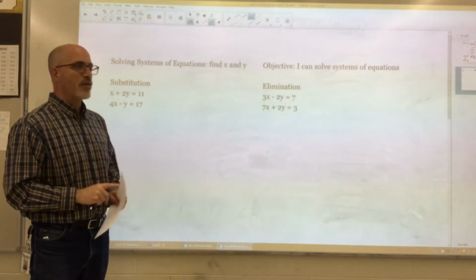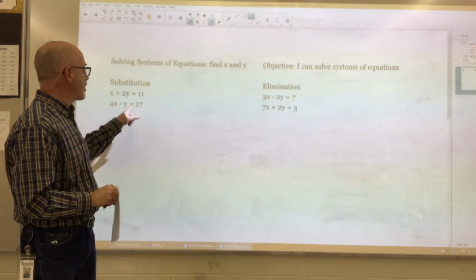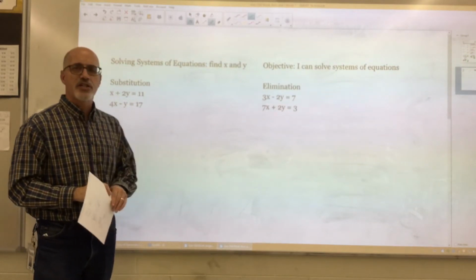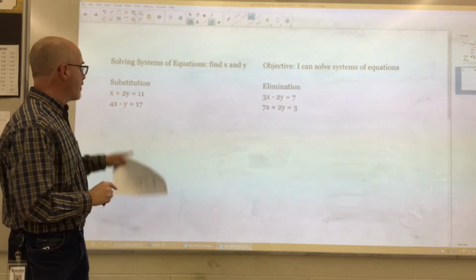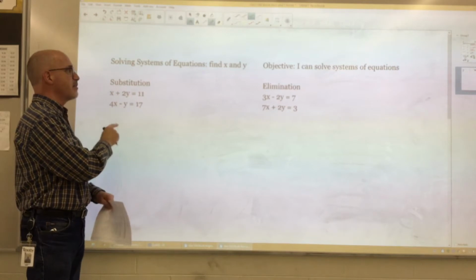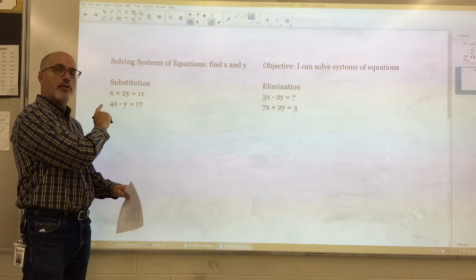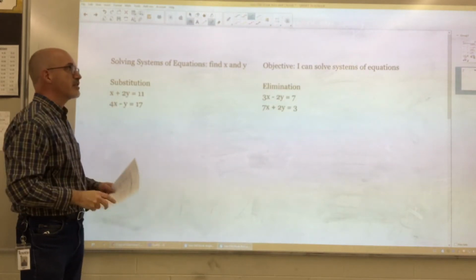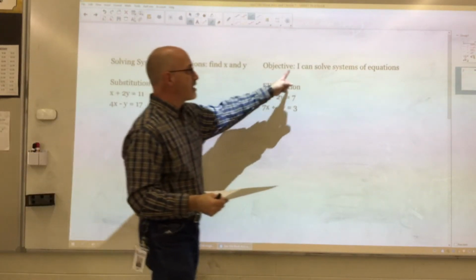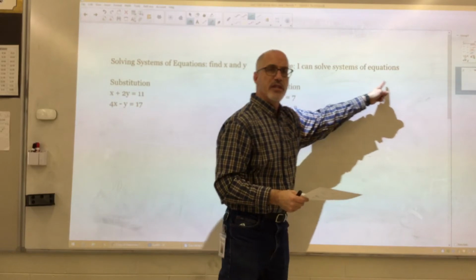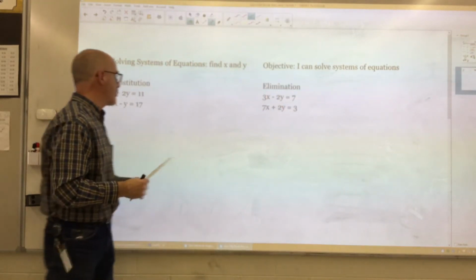Let's do some algebra review. Let's go back and look at substitution and elimination methods from algebra. If we're given what's called a system of equations, which means there's two variables in the problem and we've got two equations, that's called a system of equations. And what we want to do in this objective is to solve that system of equations.